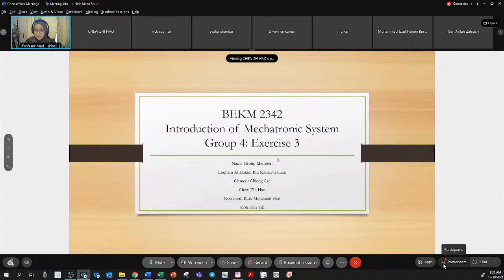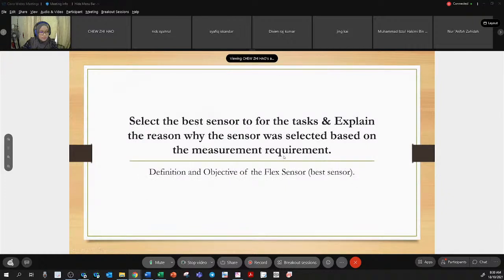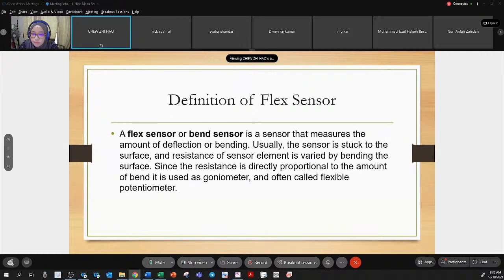To all, I'd like to present my exercise 3. Our project is the robotic hand, the robotic hand with the wires. The best sensor for our task that we choose is the flex sensor, a flex sensor or bend sensor.